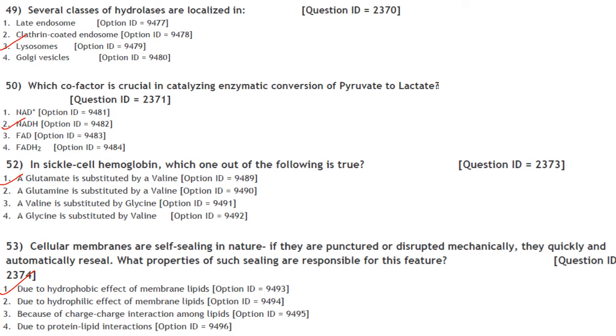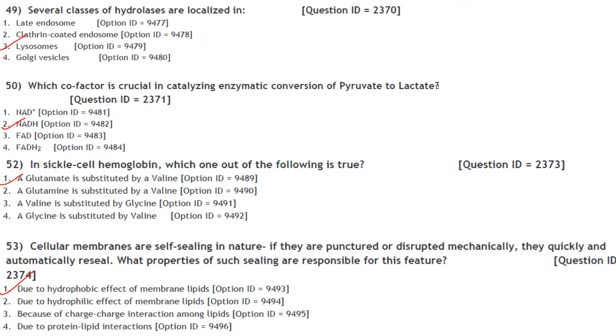So lactate to pyruvate conversion requires NAD plus, and pyruvate to lactate conversion requires NADH. So answer is option 2. In sickle cell hemoglobin, which one of the following is true? A glutamate is substituted by a valine. That's correct. Option 1 itself is correct.